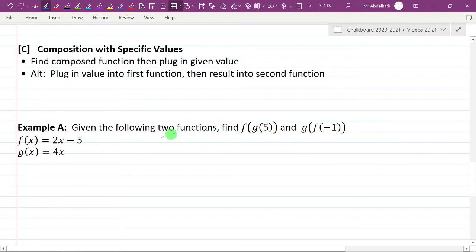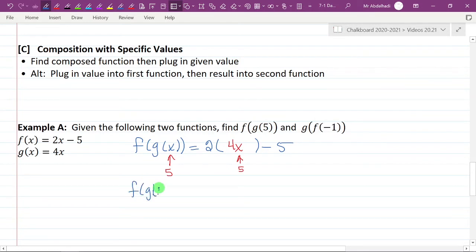To find f of g of 5, find f of g of x first, and we already know how to do that because we just did it a few minutes ago. You take the outer function, which is f, and you write it here. So 2 blank minus 5, and in the blank goes the other function, which in this case is 4x. And then usually we would distribute, we get 8x minus 5. But you know what? We don't need to distribute yet because we're about to plug in a 5. So let's plug in the 5 first, here and here. And then we'll simplify everything all at once rather than do the work twice.